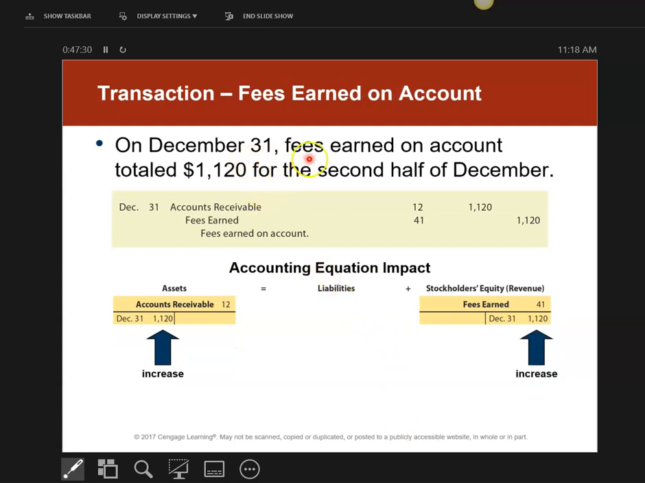Okay, on December 31st, fees earned on account totaled $1,120. This is not cash. I didn't get money, but I did earn revenue of $1,120. So I'm going to credit my revenue, and the customers owe me money. The key word here is on account. On account is accounts receivable if you're providing a service. If you're buying on account, it's accounts payable. So here's the transaction for this one. As you work through the homework, I want you to go back and look at these transactions. It will help you try to figure them out.